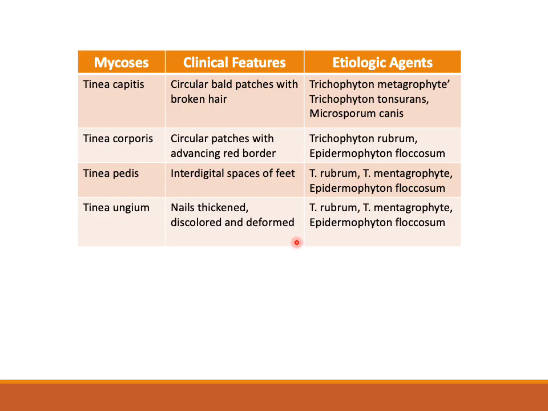Now, this table will show us more or less a summary of the different species of the dermatophytes that are associated with specific sites of infection. Tinea capitis is described as circular, bald patches with broken hair in the scalp. These are the agents associated: Trichophyton mentagrophytes, Trichophyton tonsurans, and Microsporum canis.